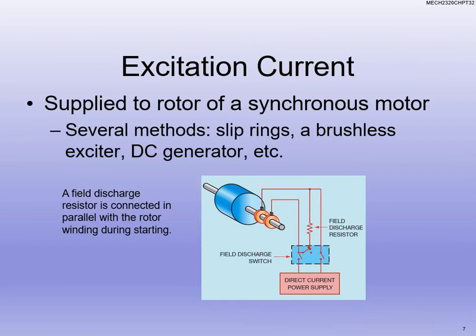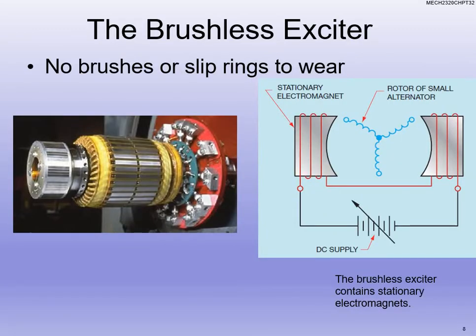There are a couple different ways that we can give that excitation current. We can have a separate direct or DC power supply that's connected to it. We can also have a brushless exciter. Here's what a picture of one of those might look like. No brushes or slip rings. The advantage to having no brushes or slip rings is what? No wear and tear, no mechanical parts or pieces that can cause that motor to go out.